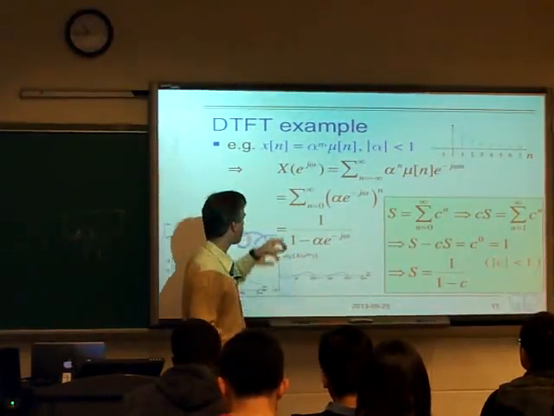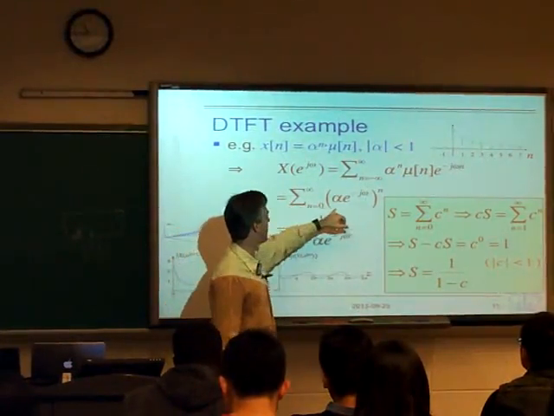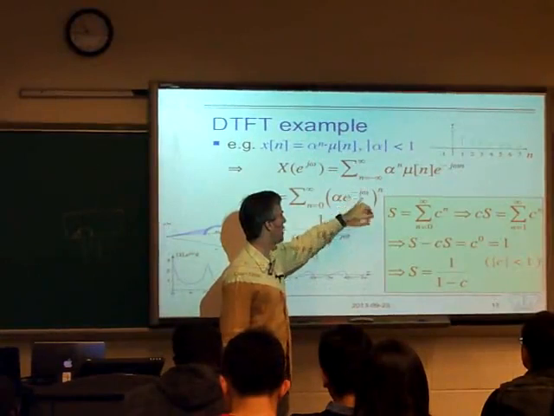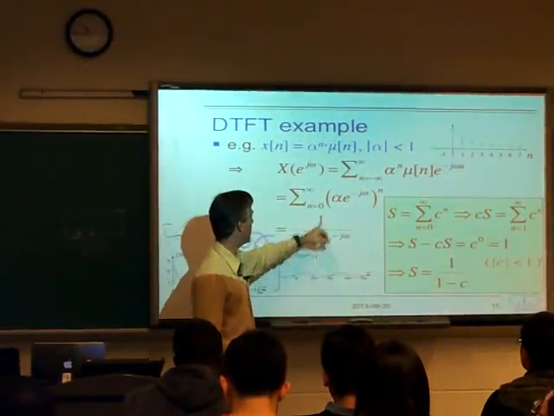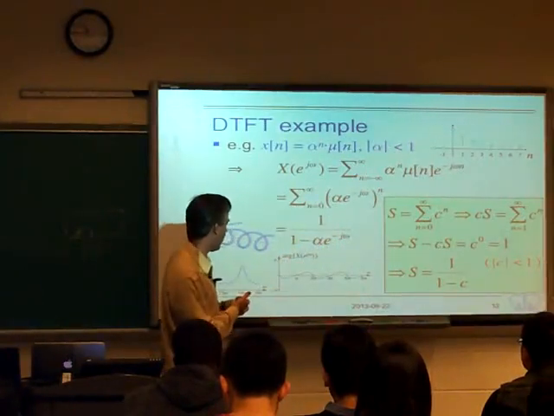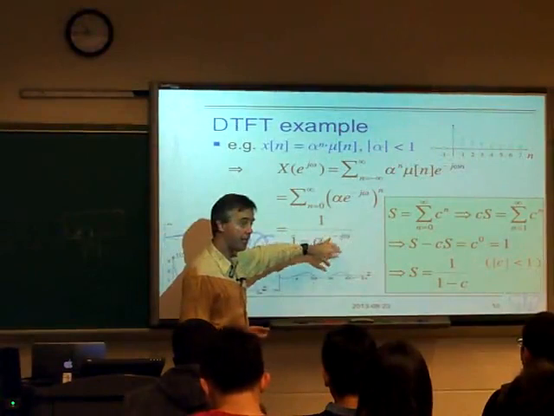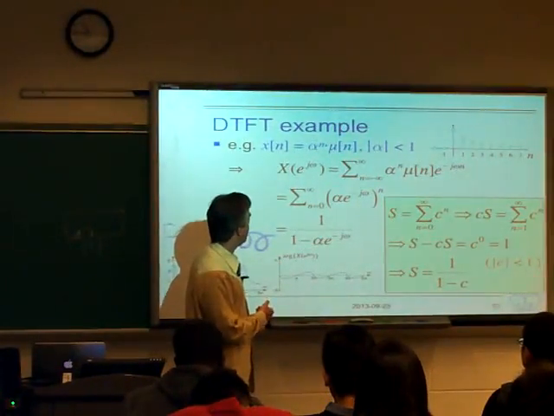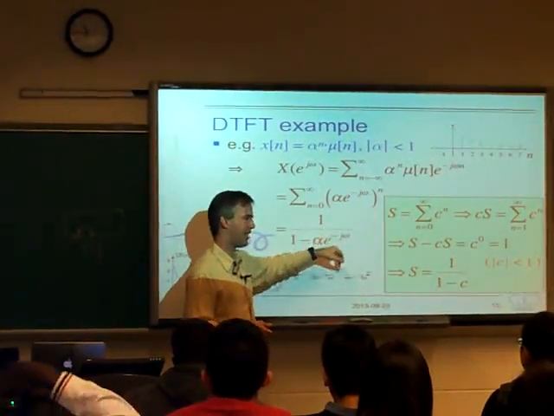So this is a neat trick, but it's an identity for a geometric series infinite sum. So here we had X of e to the j omega was this geometric series infinite sum where the base is alpha e to the minus j omega. So therefore, X of e to the j omega is 1 over 1 minus alpha e to the minus j omega. So this is a function of omega. Omega is a continuous value. It's 1 over 1 minus this complex sinusoid.